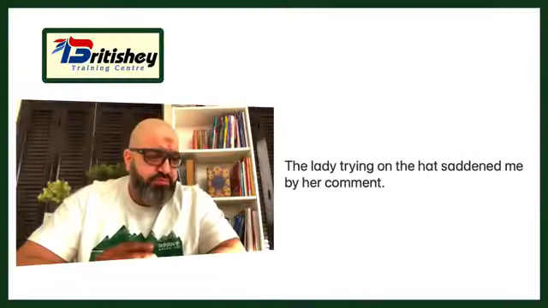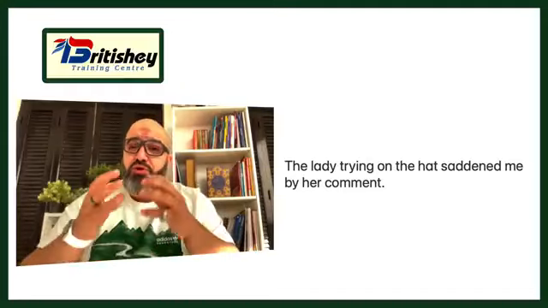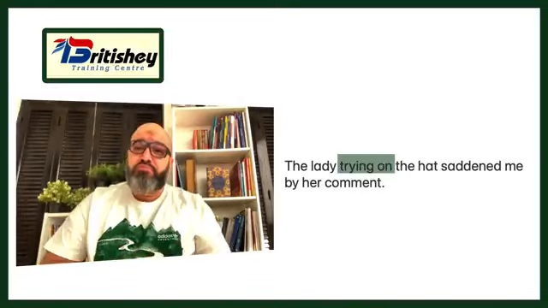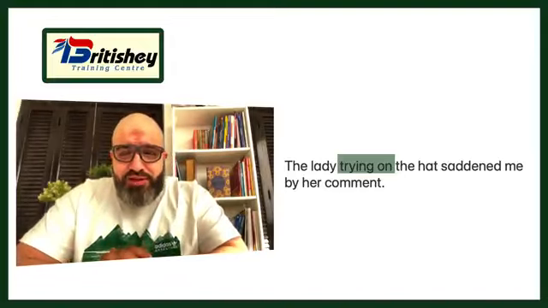So how can we make it correct? Look at this. It will be, the lady trying on the hat saddened me by her comment. So what I did is that I turned trying on into an adjective by removing the form of verb to be before it. So again, my friends, to wrap up, present participles are verbs plus ing, and they can be used in the English language as adjectives, and they can be used also as verbs. In the case of verbs, they need to be preceded by a form of verb to be, like be, been, was, were, and the like.